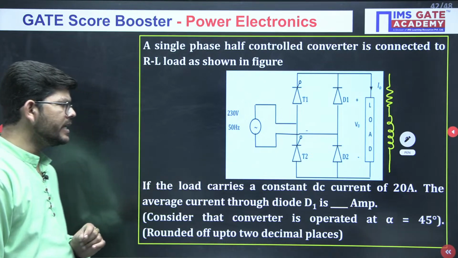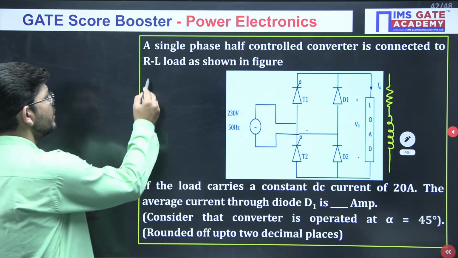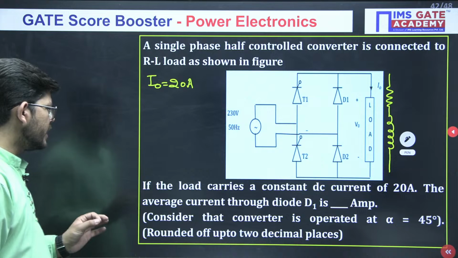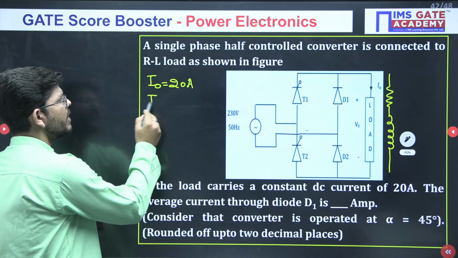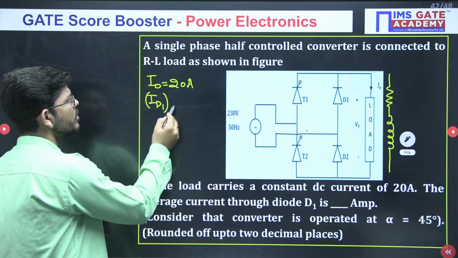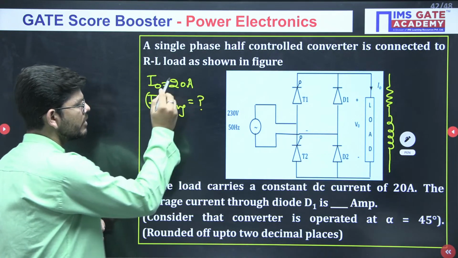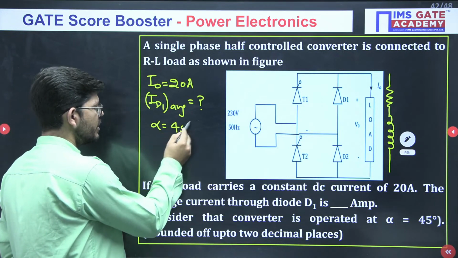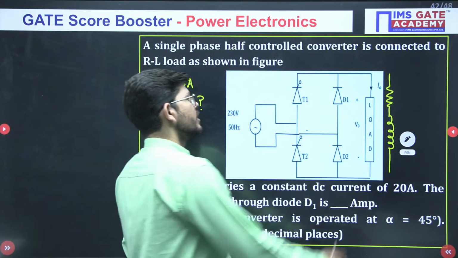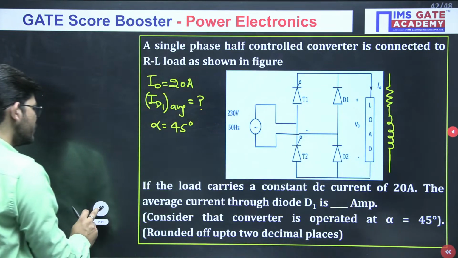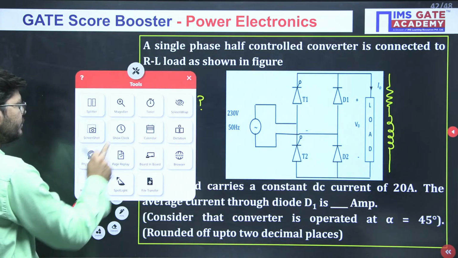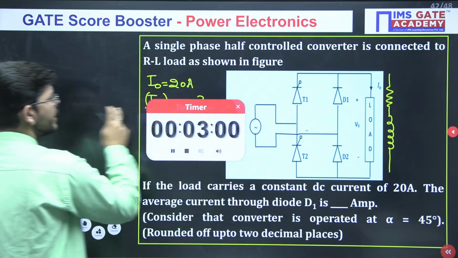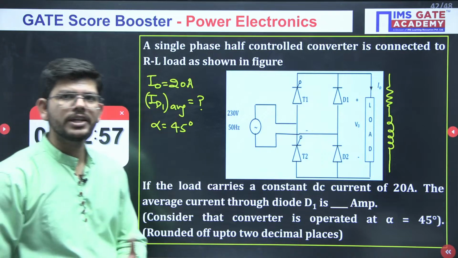If the load carries a constant DC current of 20 ampere, that is, the load current I naught is constant, the average current through the diode D1 will be what? We have to find the average current across the diode D1. Consider the converter is operating at a firing angle of 45 degrees. Let me see whether you students can solve this question, and I am giving you 3 minutes for it. You can take your time because it is a very conceptual question.